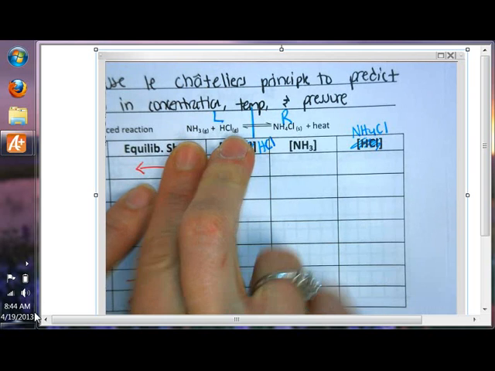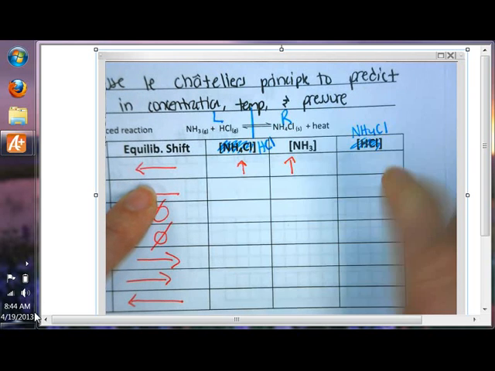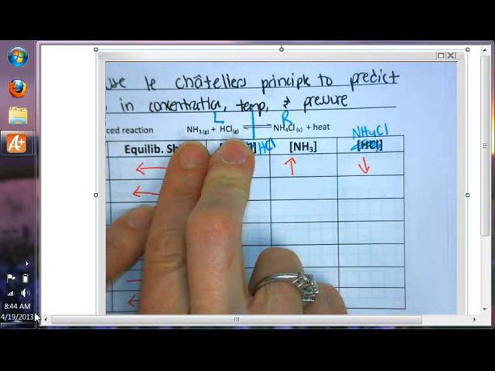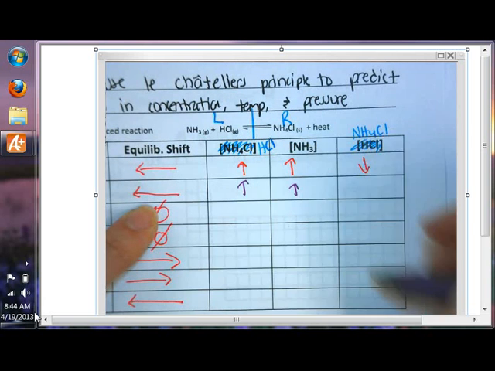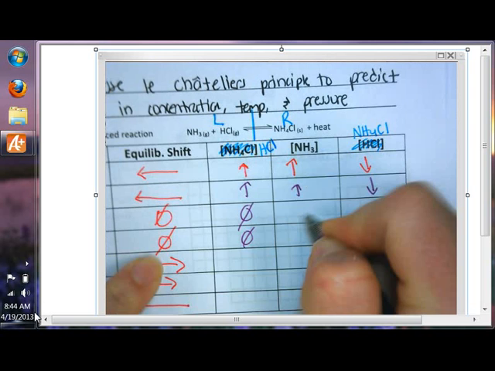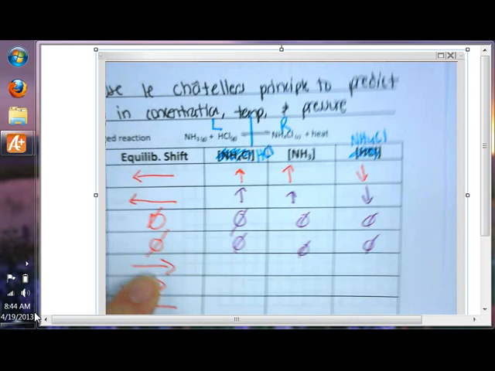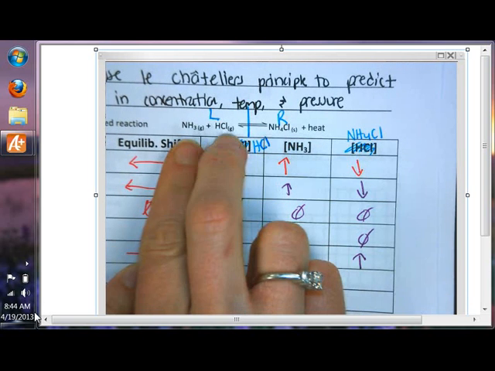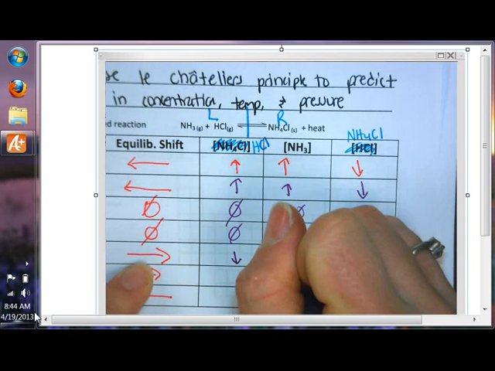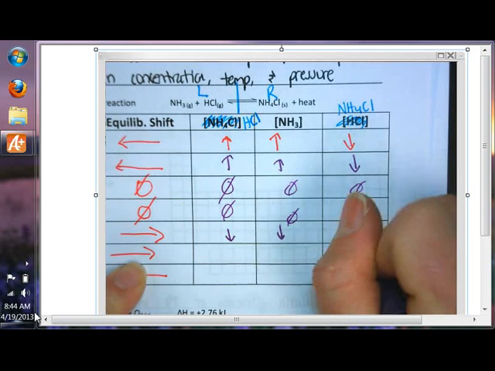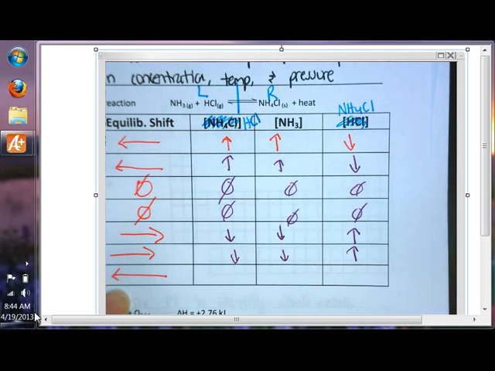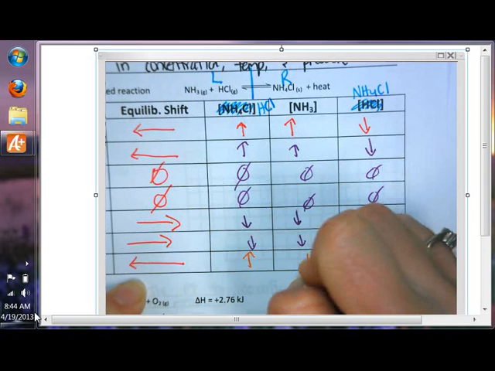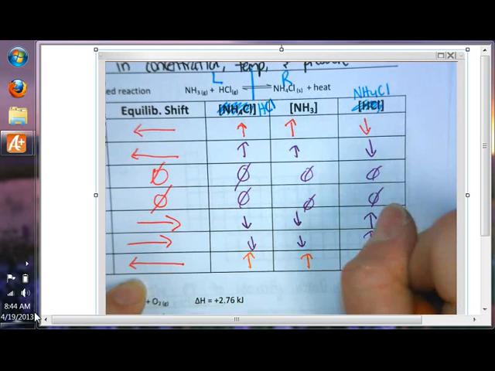So if I shift to the left, NH3 and HCl are increasing, and that means the stuff on the right is going down. No change for these, so I just go all the way across like this. When I shift to the right, the stuff on the right goes up, so NH4Cl goes up, and the stuff on the left therefore goes down. And if I shift to the left, the stuff on the left is what goes up, and the stuff on the right is what goes down.